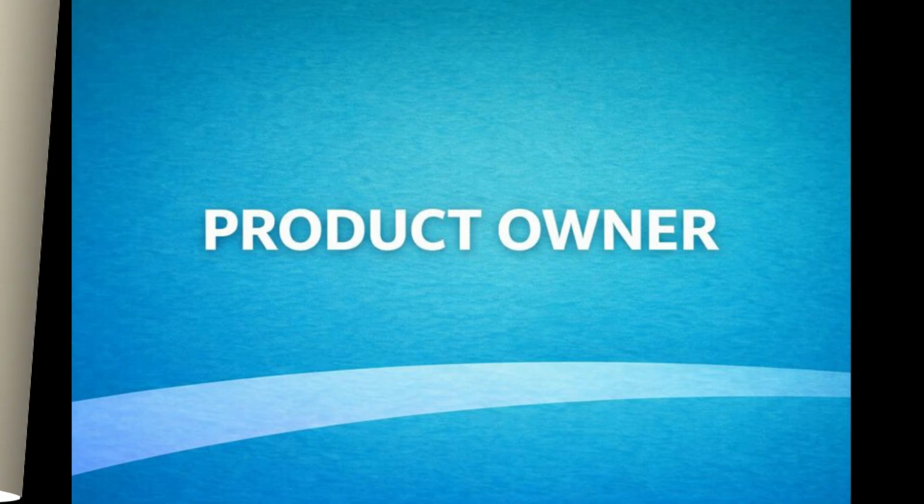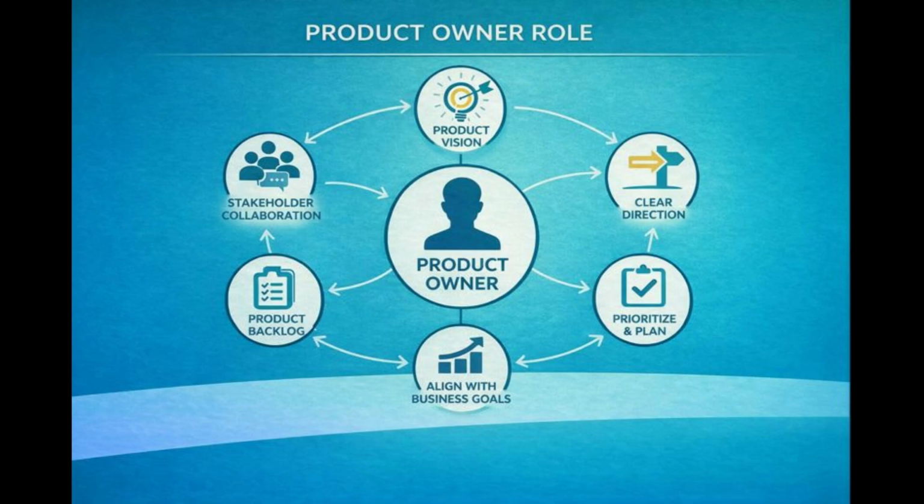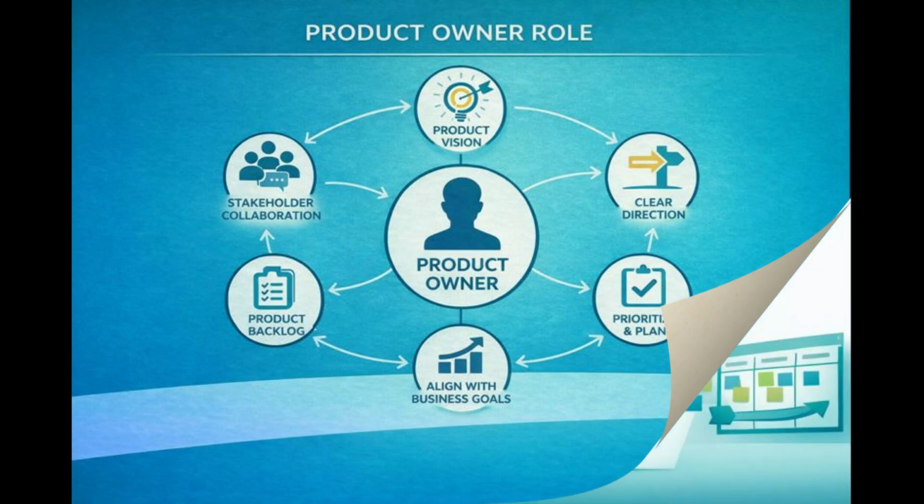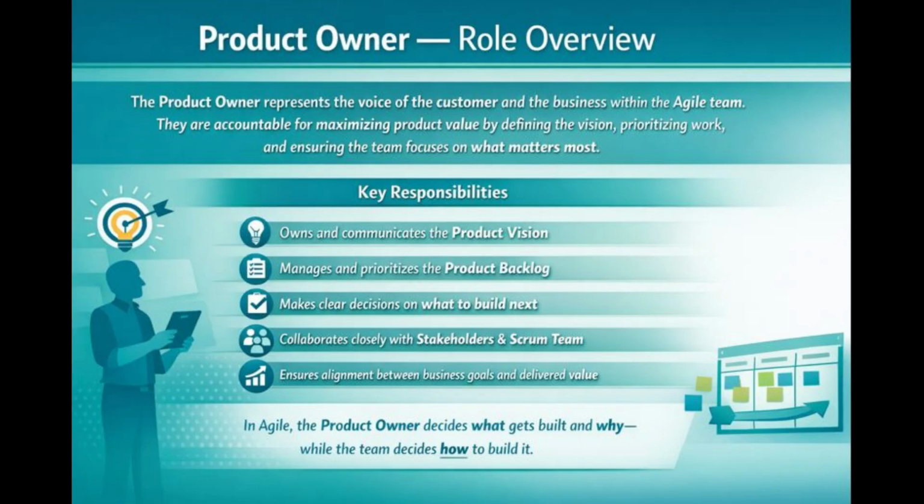The product owner represents the voice of the customer and the business within the Agile team. They are accountable for maximizing product value by defining the vision, prioritizing work, and ensuring the team focuses on what matters most. Key responsibilities: owns and communicates the product vision, manages and prioritizes the product backlog, makes clear decisions on what to build next, collaborates closely with stakeholders in the Scrum team, ensures alignment between business goals and delivered value. In Agile, the product owner decides what gets built and why, while the team decides how to build it.